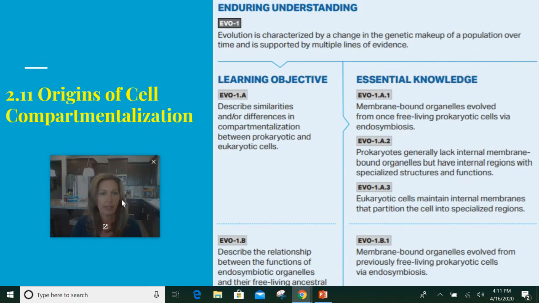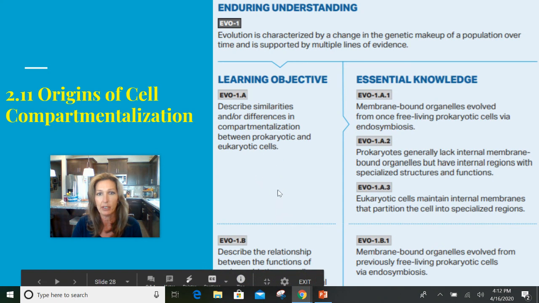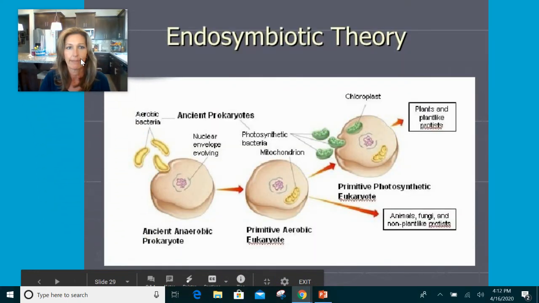The last concept that we need to make sure we are addressing, and I already talked about the chloroplast, is that we need to understand the origins of cell compartmentalization. How do we actually have these specialized locations? The biggest part that I need you to make sure you are remembering here is the endosymbiotic theory. How did we get mitochondria and chloroplasts?